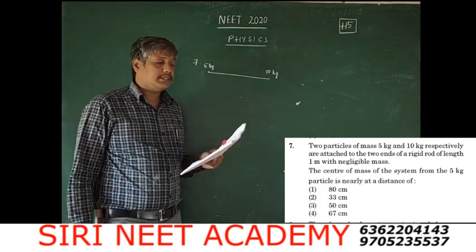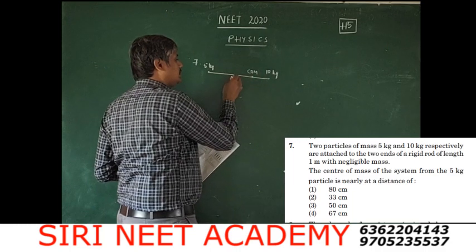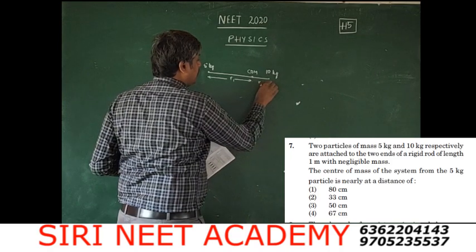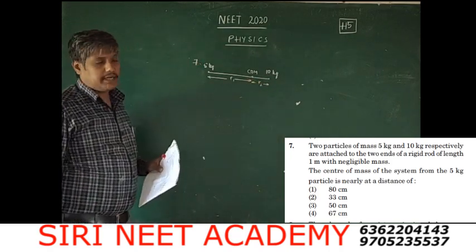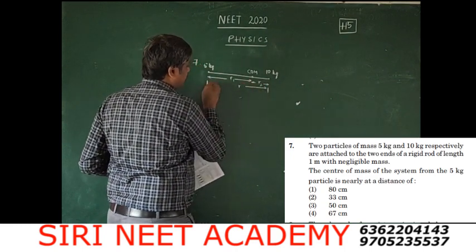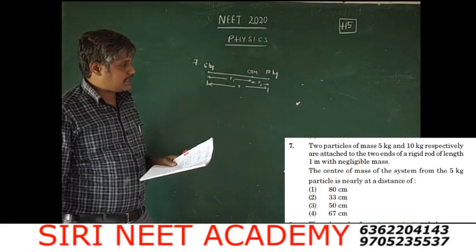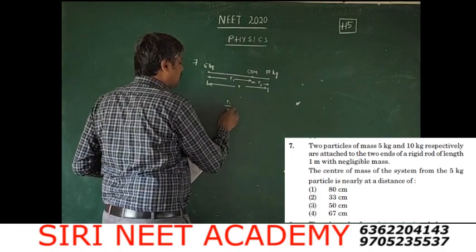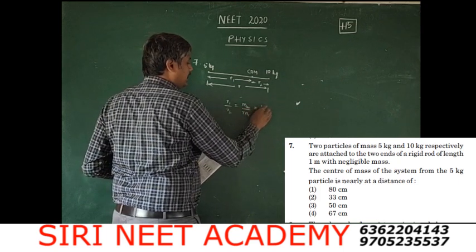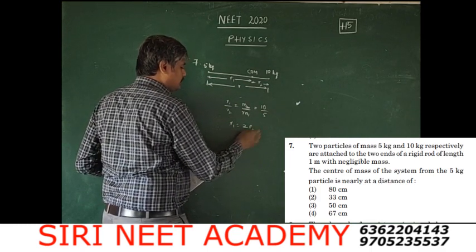So the center of mass lies closer to the particle having heavier mass. So this will be the center of mass, and let the distance between the center of mass and 5 kg and 10 kg be R1 and R2, and the distance between 5 and 10 be R. Now R1 and R2 will be in the inverse ratio of their masses. So R1 by R2 is equal to M2 by M1, that is 10 by 5. So R1 is equal to 2R2.